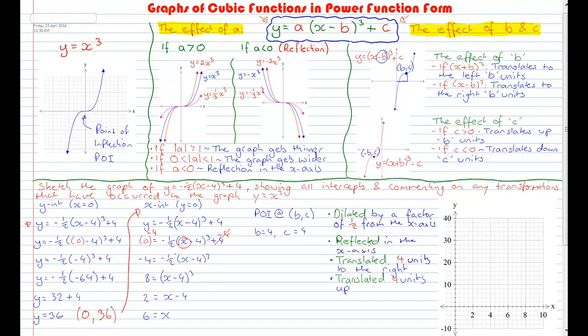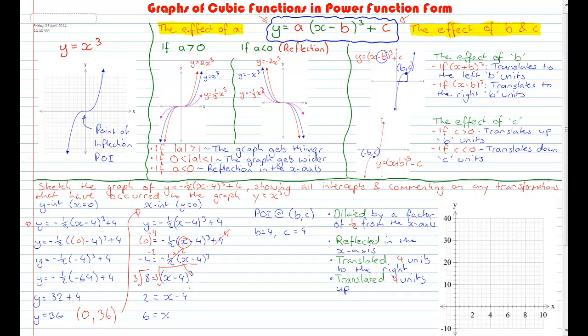Then what we need to do is go through and multiply everything by negative 2 in order to get rid of the negative 1/2. So negative 4 times negative 2 is positive 8, negative 1/2 times negative 2 cancels it out, leaving us with (x minus 4) cubed. In order to get rid of the cube now, what we need to do is cube root everything, so you go cube root of 8 and cube root of (x minus 4) cubed. Cube root of 8 is 2, and the cube root and the cube cancel each other out, leaving us with 2 is equal to x minus 4.